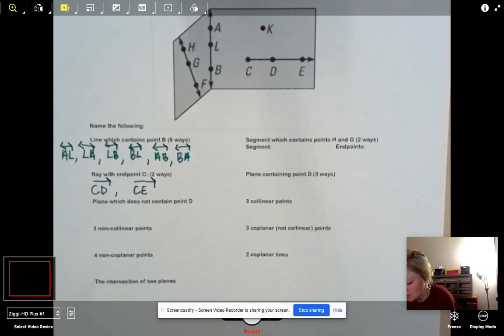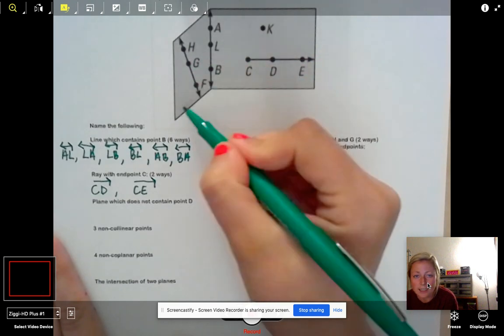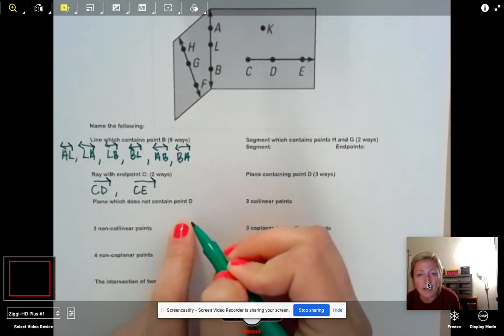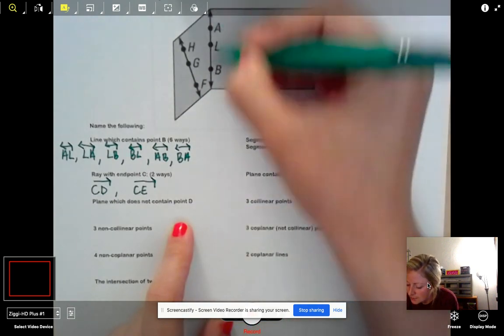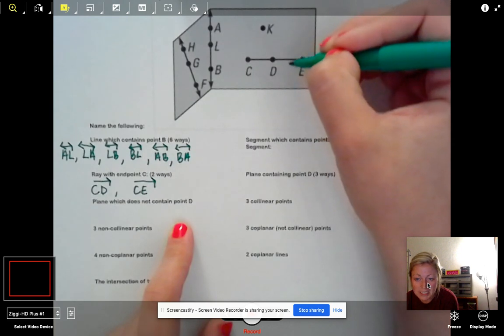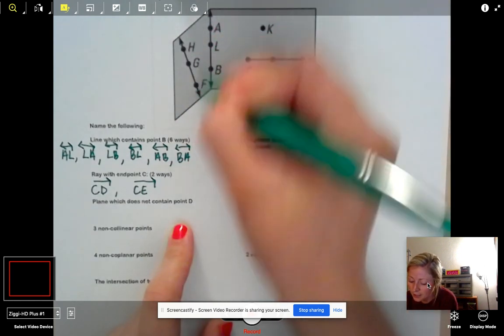Okay. The next one, a plane which does not contain point D. So let's refresh. A plane is just a flat surface. Do you guys see how they shaded it? We have 2 planes here. We want to name the plane that doesn't have point D. So this plane right here has point D on it. So I want to name this plane over here.